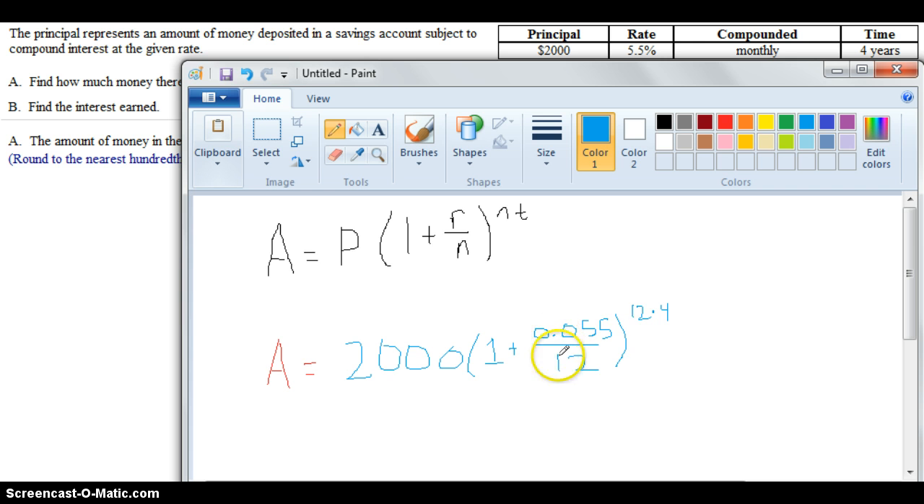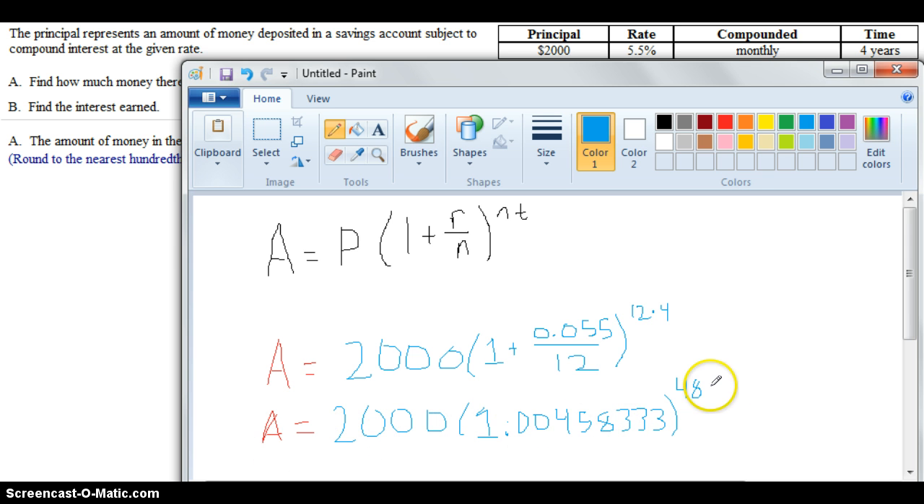So let's reduce this and reduce that. We'll get the 48 up here for 12 times 4, and then this part reduced to 0.004583333. The 3's go on forever. And so I went ahead and added that to 1. You just get 1 point and then the decimal that came out to.